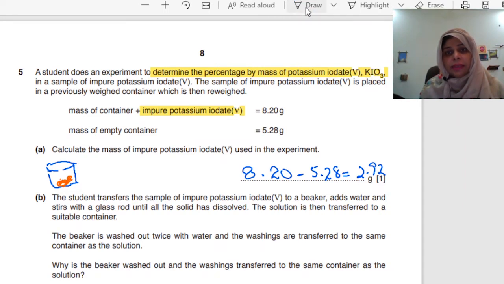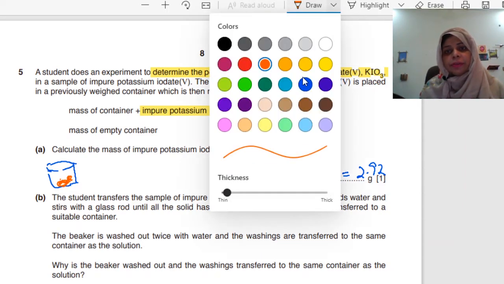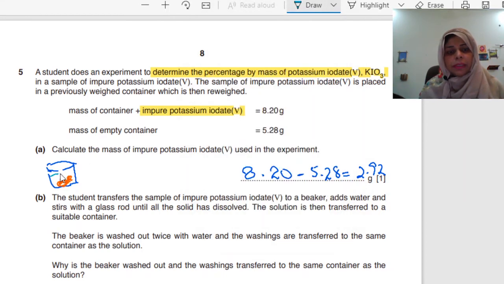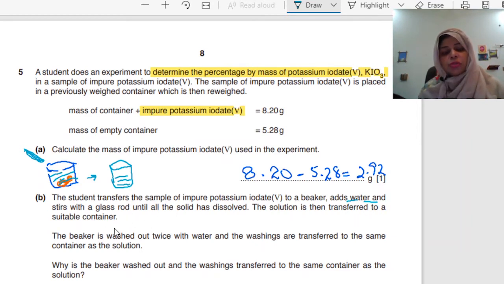And then we add water to it. In this beaker water is added to the solution, okay? Add water, right? Stir with the glass rod. So by using the glass rod, stirring will take place. After stirring, all the solid will get dissolved. The solution is then transferred to the suitable container. The beaker is washed out twice with water and the washings are transferred.